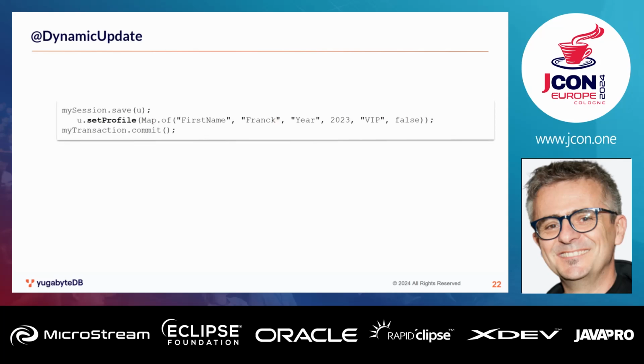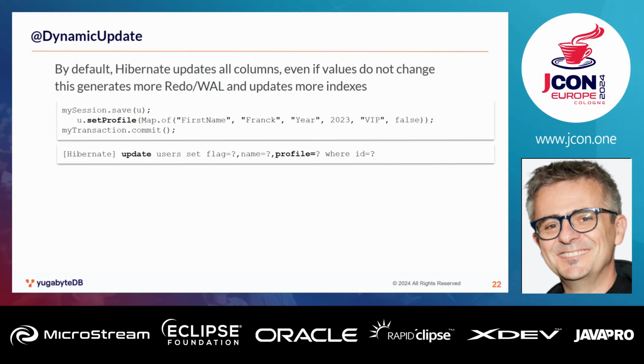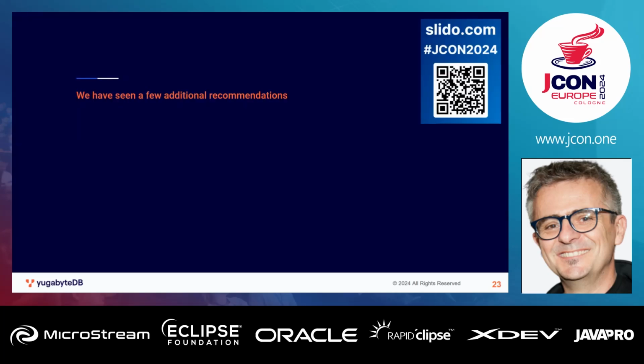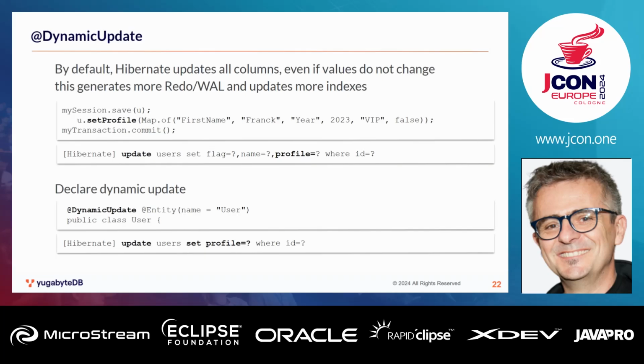So that's an example on the previous query where I saved this JSON and I changed only this JSON. But I see that my update not only updates my JSON that was in profile, but also the name that I didn't change. If you use dynamic update, it will generate an update only for the column that has changed.